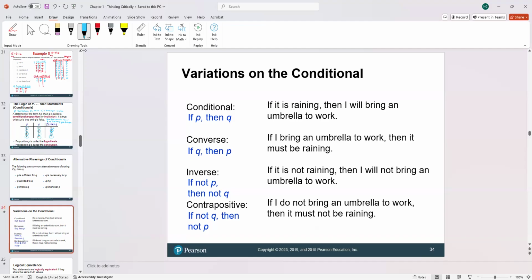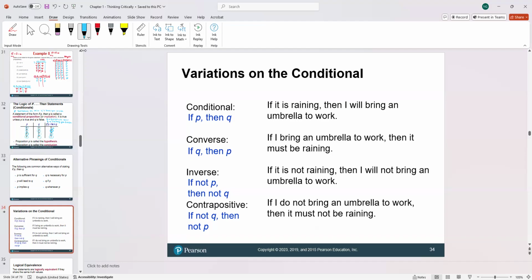Conditional: if it is raining, then I bring an umbrella to work. Or you can say, if I bring an umbrella to work, then it must be raining. Converse and inverse are two slightly different things, so we're going to see it different ways. If P then Q is the conditional, then the converse, then the inverse. That's very important. For the inverse, we're going to use negatives: if not P, then not Q. If it is not raining, then I will not bring an umbrella to work.